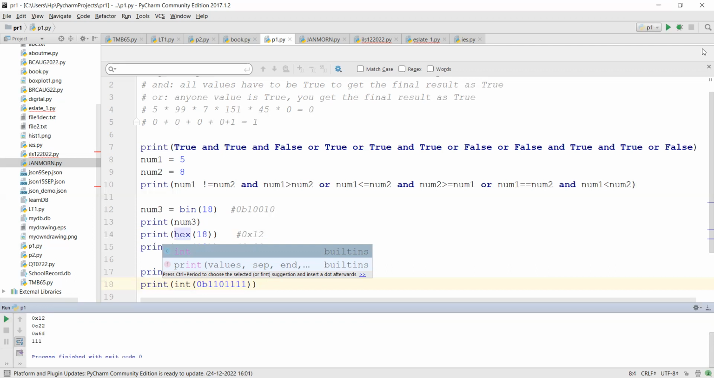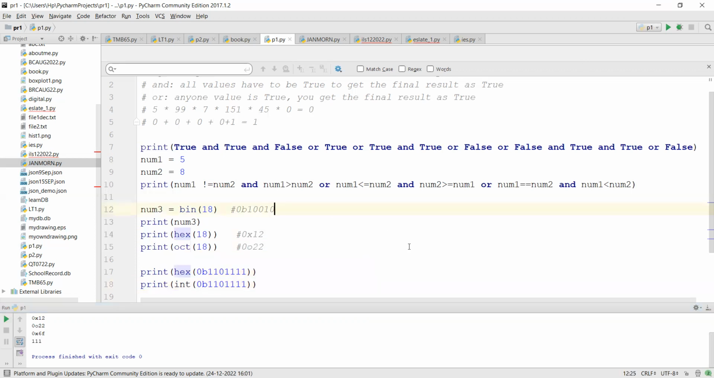Now 4 people, only one yes. I didn't get it, sir. What you didn't get? Hex and octal. No, tell me what you didn't get. Why are we giving 0x and 0o? This is a hexadecimal system. So with that, what do we need to prove? You don't need to prove anything.